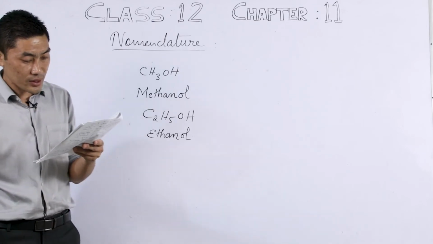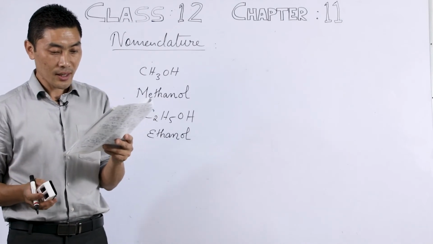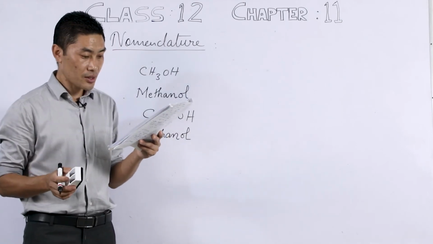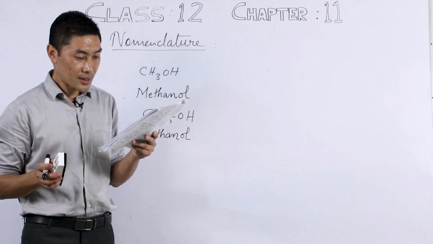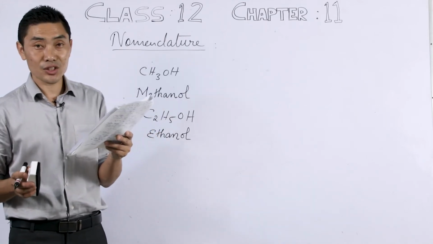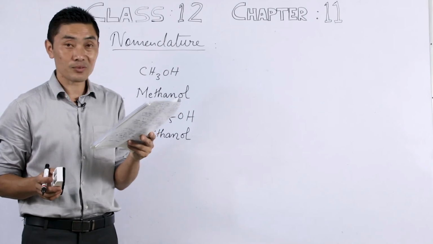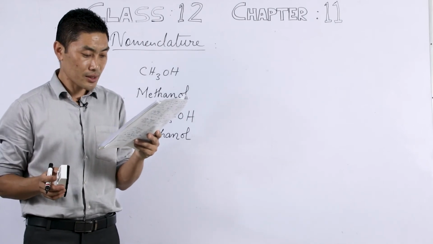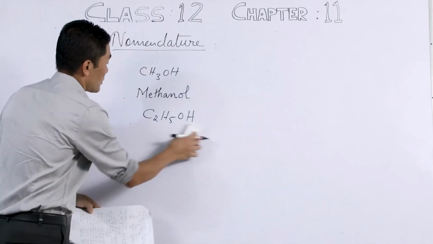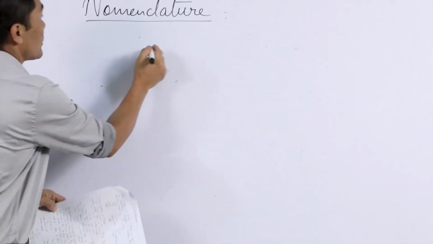Now, if there are any substituents present, the positions of the substituents are indicated by numerals, and for this, the longest carbon chain is numbered starting at the end nearest to the OH group. The position of the OH group and other substituents are indicated by using the number of carbon atoms to which these are attached. Let us see an example to understand this.